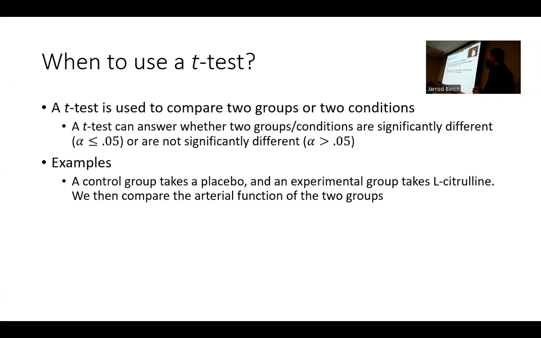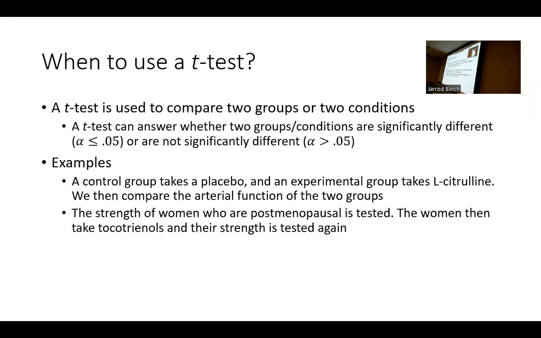We could have a control group that takes a placebo. So let's say 10 participants. And then we get another 10 different people, and they take L-citrulline. And then we want to compare the arterial function of those 2 groups. So 20 people total, 10 control, 10 L-citrulline. And for that, we need an independent samples t-test. That's what we'll talk about today, because those 2 groups are unrelated or independent from each other.